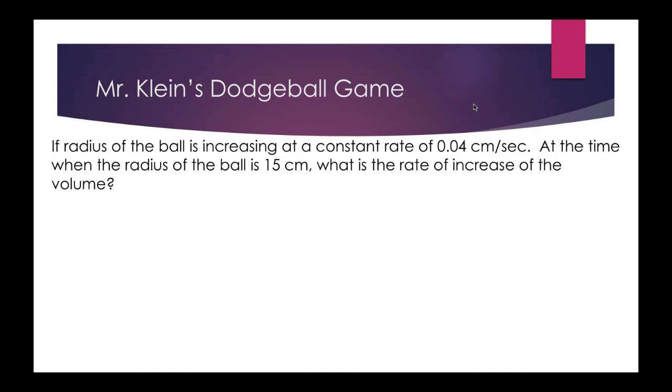At the time when the radius of the ball is 15 centimeters. Stop again. What did I just tell you? There's your R. So now in the first two sentences, you have dr dt and you have R. And what's the last thing asking you? What's the rate of increase of the volume? Again, what is the rate of increase of the volume? Rate, volume, that must be dv dt. So now on your scrap piece of paper, you've got dr dt, you've got R, you've got dv dt.